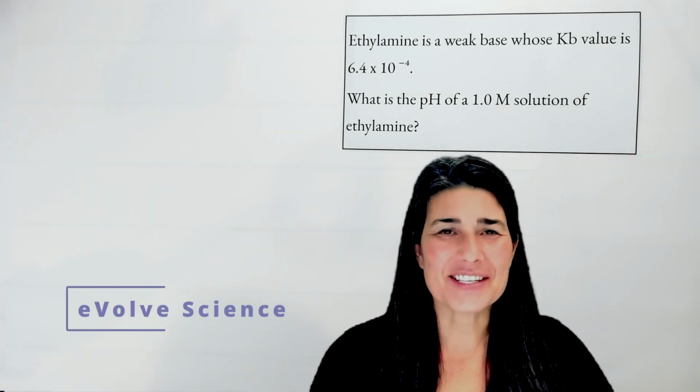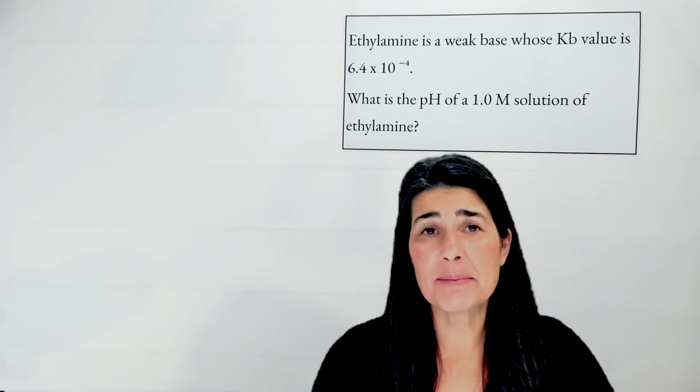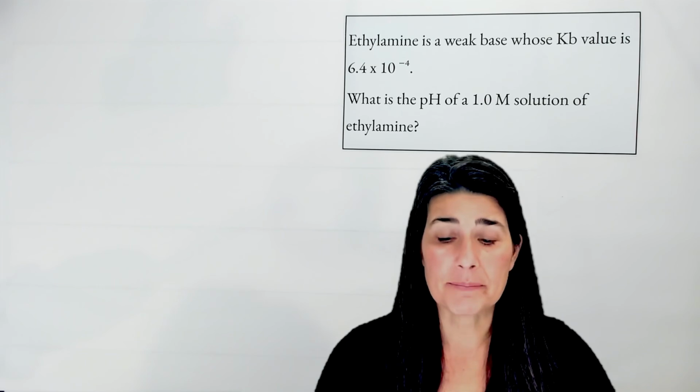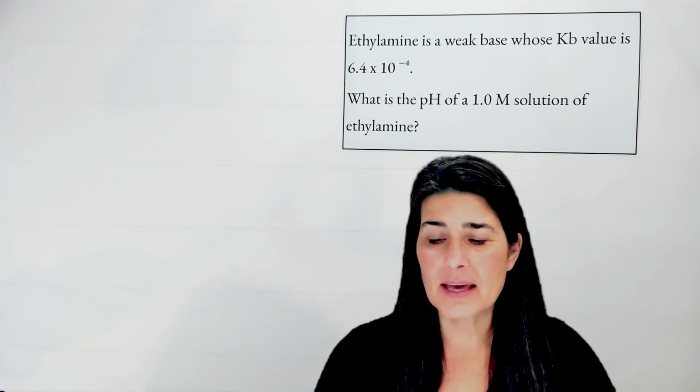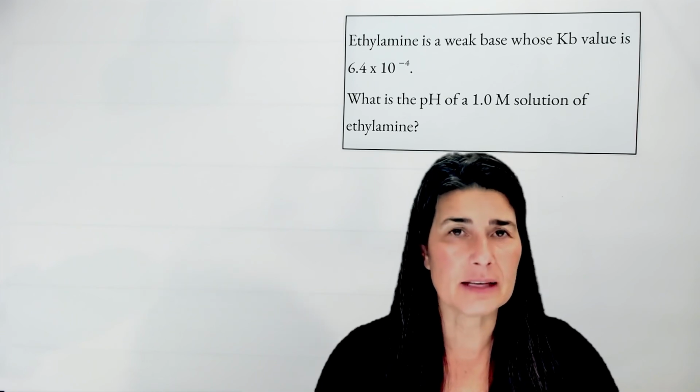Okay, let's try this one. Ethylamine is a weak base whose Kb value is 6.4 times 10 to the minus 4. What is the pH of a 1.0 molar solution of ethylamine?